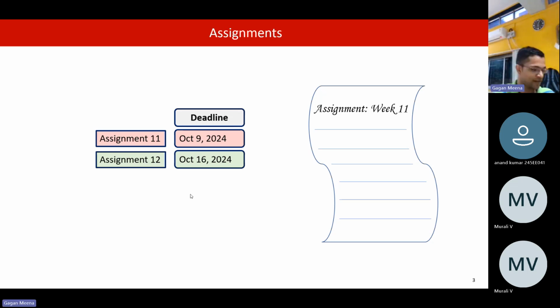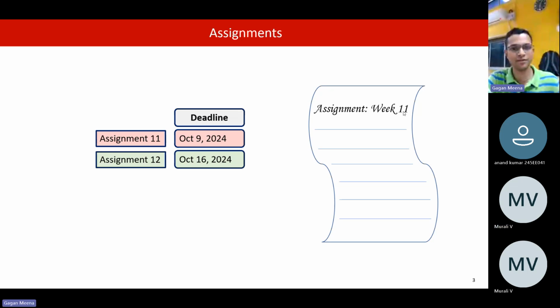Assignment 12 has to be submitted on October 16th. Tomorrow is October 9th, and next week is the last week. After that, on October 19th, we will be having one extra session. In that session we will take problems for the entire course, from week 1 to week 12. It will be kind of a revision, so whatever doubts you have for all the weeks, you can ask.